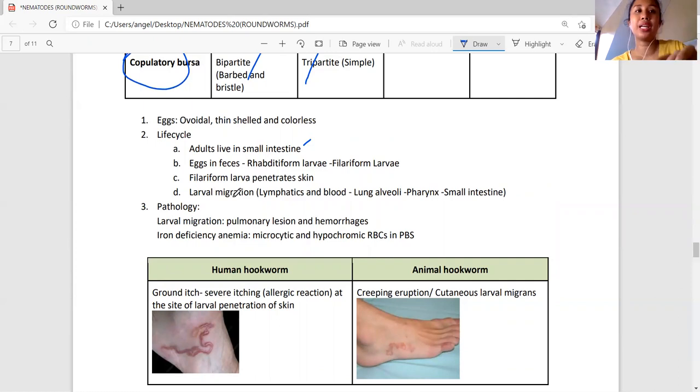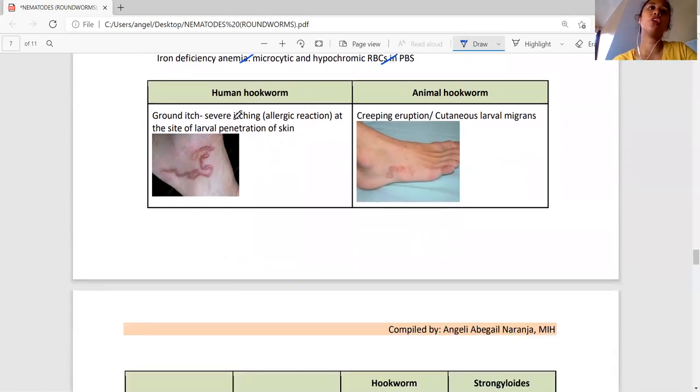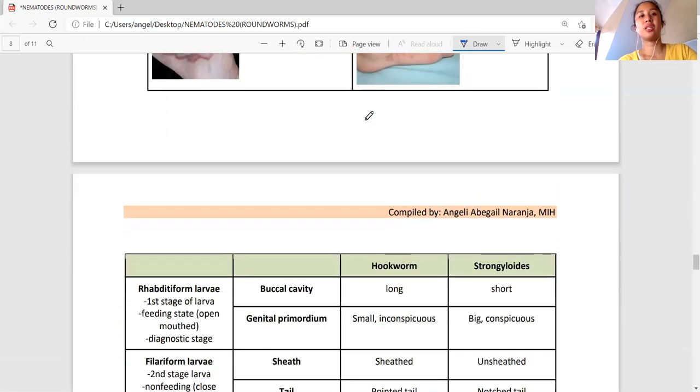So, larval migration causes pulmonary lesion, bleeding in the lungs, iron deficiency, anemia. So, class, yung RBCs mo, microcytic, maliliit na nga, hypochromic, anemic pa, wala nang kulay, in your peripheral blood smear. So, for human hookworm, ang tawag sa entry nila, yung itchiness sa pag-entry ng skin, ground itch. Pag sa animal hookworm, creeping eruption or cutaneous larval migration.